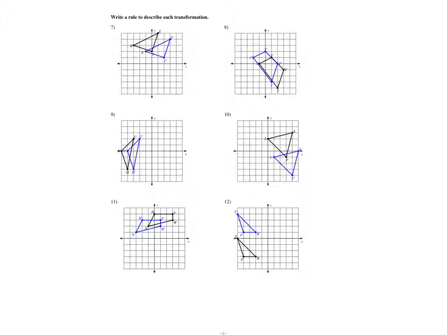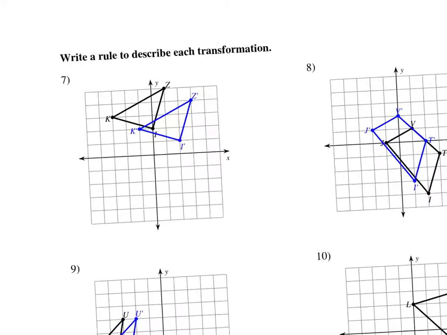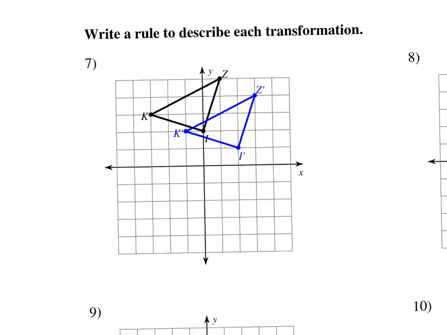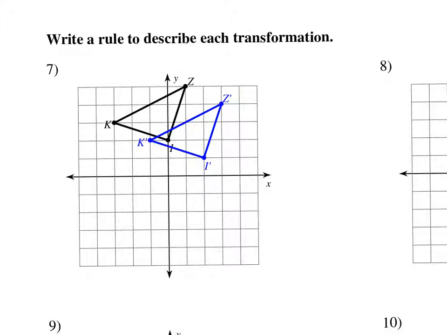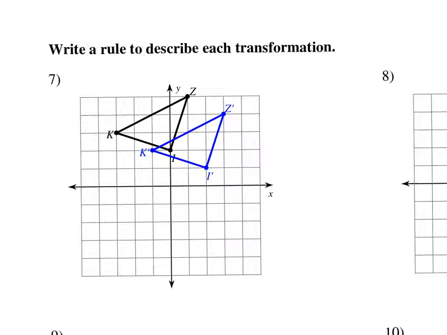And now we are writing rules to describe each transformation. For these, I want this written in a certain way. So you're going to start out with your XY. So this would be my original. And then I want an arrow. And then whatever's happening to your X coordinates, plus or minus. If it's moving to the left, it would be subtract, to the right, add, and then for your Y, if it's up or down, add or subtract.